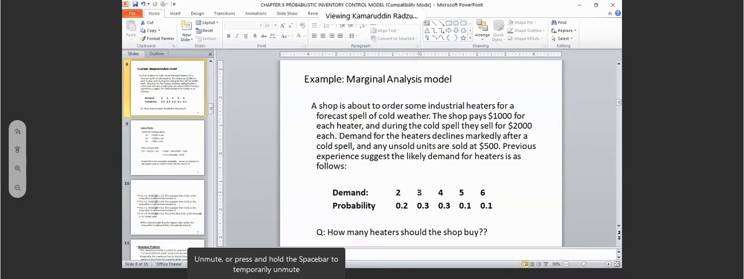So let's say the shop buys 3 unit from the supplier. If he or she buys 3 unit from the supplier, of course the shop already buys at least 2 unit. At least 2 unit we include in the quantity order of 3 unit. So the 2 unit here, the probability in the marginal analysis general rule will be 1.0.